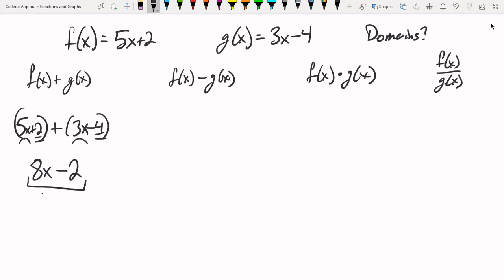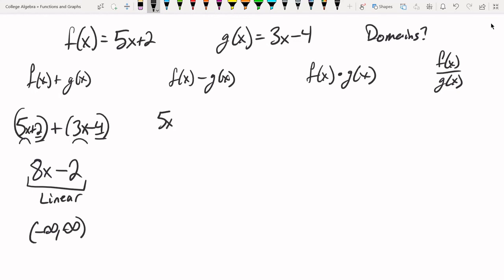This is just a linear function. It's just a line. And you'll see that the domain of this is going to be negative infinity to positive infinity. It's actually considered a polynomial as well. And all polynomials have the same domain. Negative infinity to positive infinity.